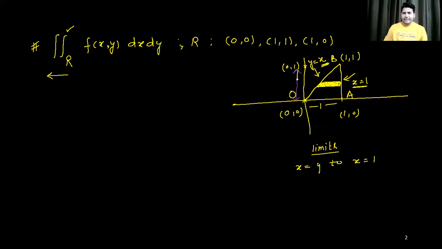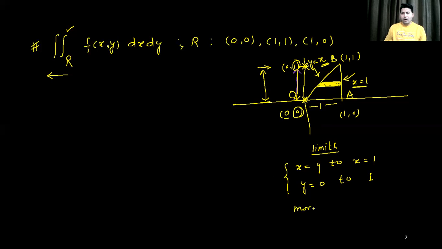It started from the point O to the point (1, 0). This is the variation of the y-axis, the total variation. Now what is the value of y at this point? You can see from this point y is 0 and over here y equals 1. So the limit of y will be what? y equal to 0 to y equal to 1.